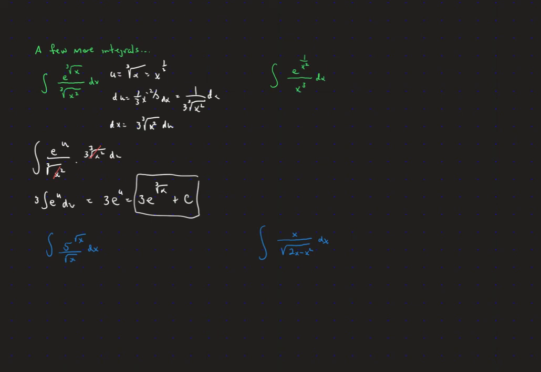Okay, let's try the next one. Let's do our e to the 1 over x squared, x cubed. Again, we're going to try letting our u be the exponent.